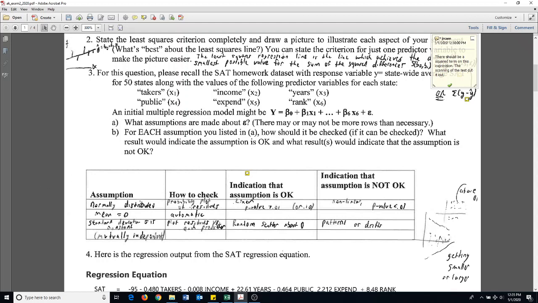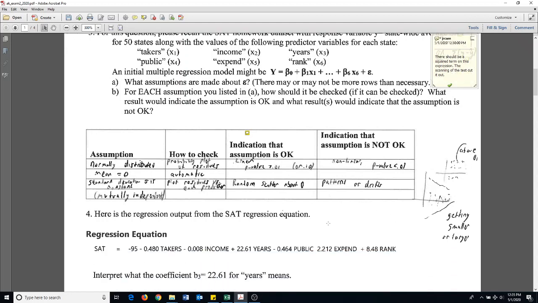The mean equals 0 is automatic. The standard deviation sigma is constant. Plot residuals versus each predictor, and you want a random scatter about 0. An indication it's not okay is patterns or drifts. Here's one where a lot of the data points are above 0. Here's a graph where they're drifting, narrowing down, or getting smaller or larger. So you may say something along those lines.